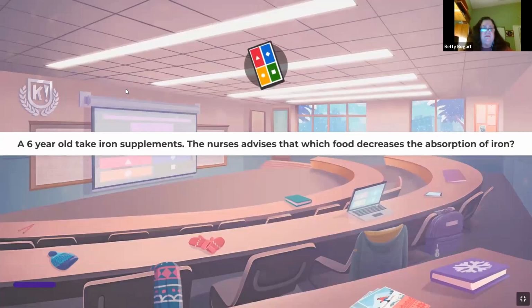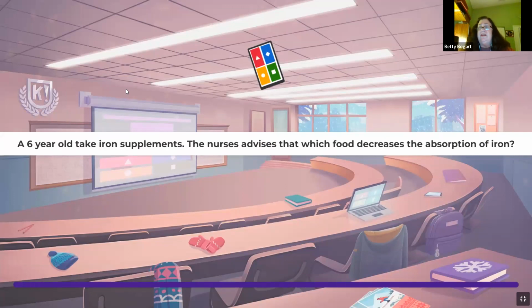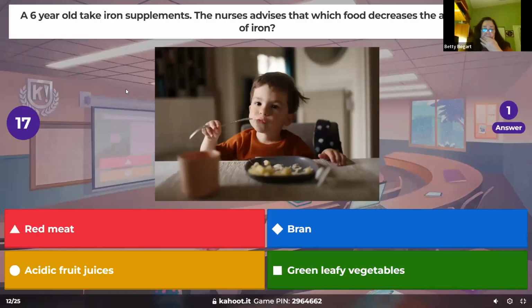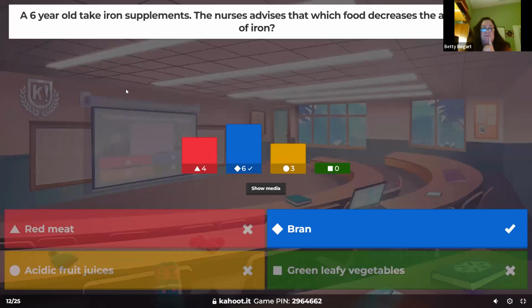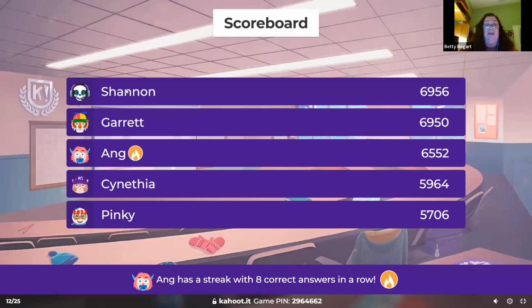A 6-year-old takes iron supplements. The nurse advises that which food decreases the absorption of iron? Did you know that orange juice increases the absorption? Orange juice, actually, they recommend you to take with iron supplements, especially the liquid ones. But no Raisin Bran with iron. If you're taking an iron supplement, you should not be eating bran because it decreases the absorption. And if you're taking iron, you're probably iron deficient anemia, and you need that iron.